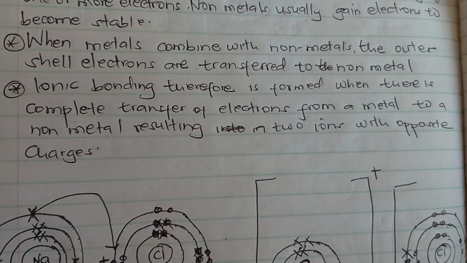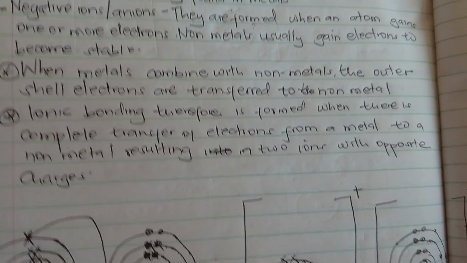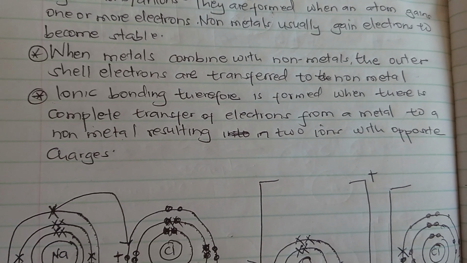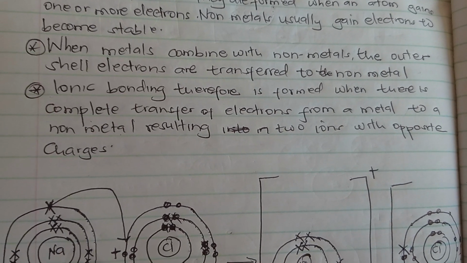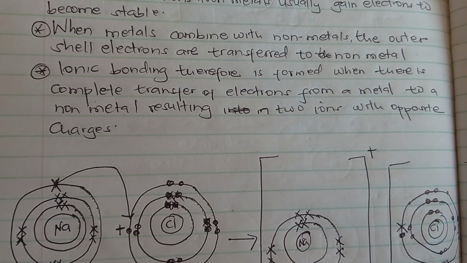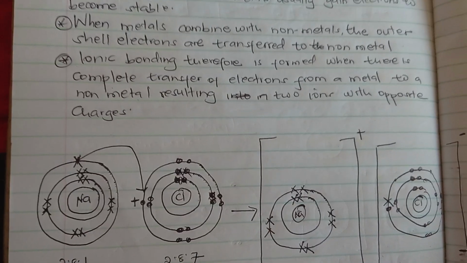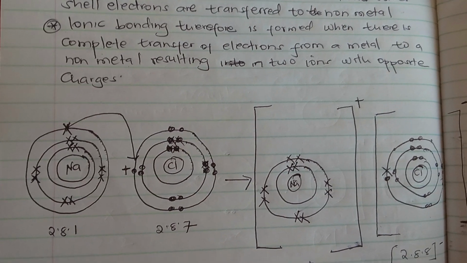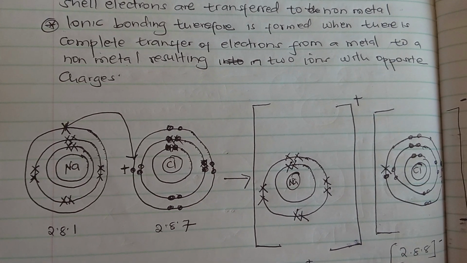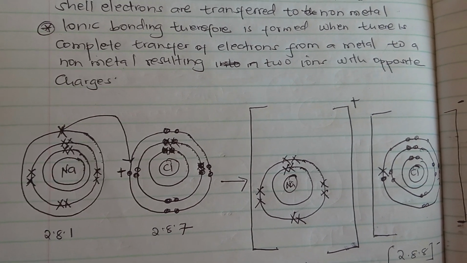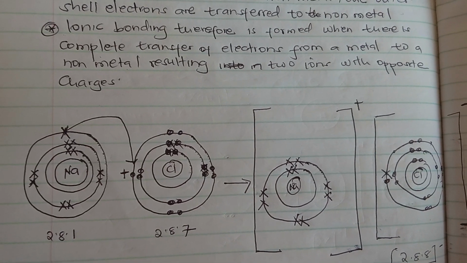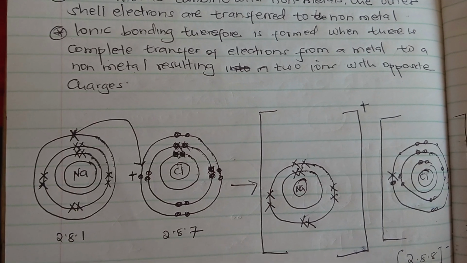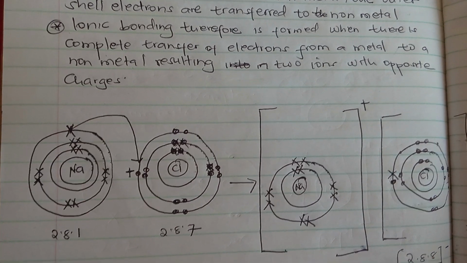When metals combine with a nonmetal, the outer shell electrons are transferred to the nonmetal completely. That is what forms ionic bonding. In short, ionic bonding is a type of bonding that is formed when electrons in the outermost energy level of the metal are completely transferred to the nonmetal, therefore forming ions with opposite charges.